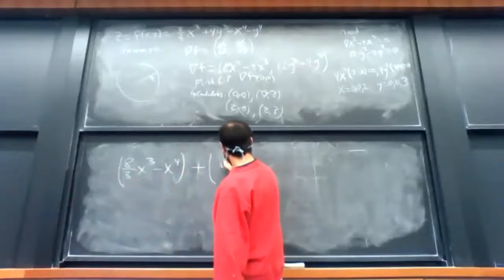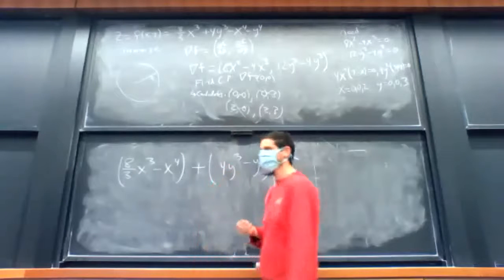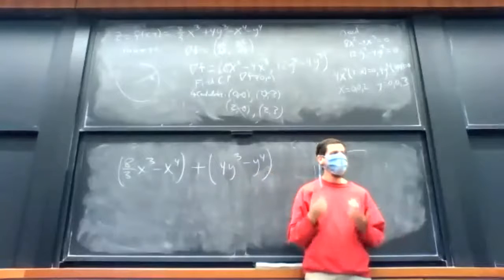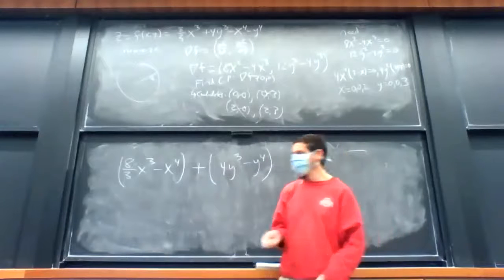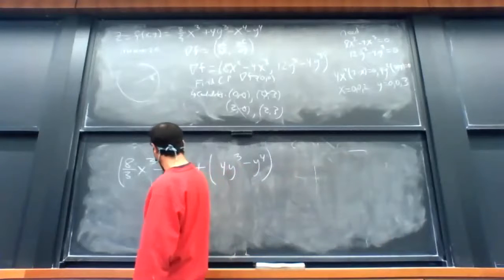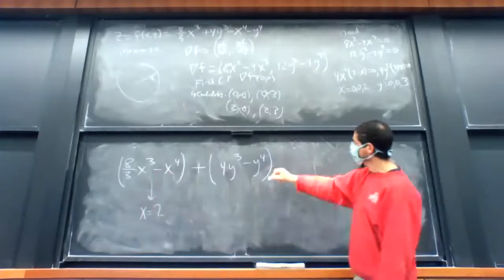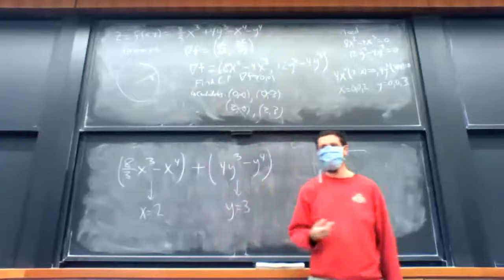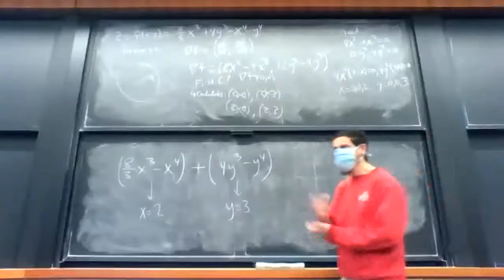plus 4y cubed minus y to the fourth. I want to maximize this function, but I can regard it as two separate one-dimensional problems, and I can do each one by itself. If I just try to maximize this one, I'll end up getting x equals 2. And if I just try to maximize this one, I'll just get y equals 3. Because there's no interaction between the x and the y, I can solve each one individually.